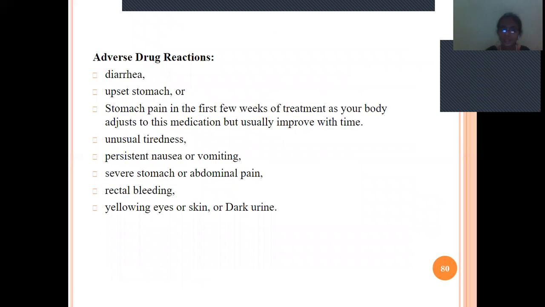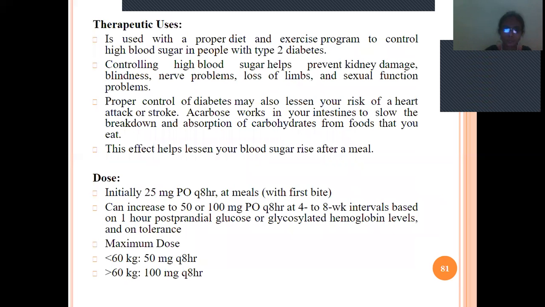Adverse drug reactions are diarrhea, stomach upset and stomach pain in the first few weeks of treatment, and tiredness, vomiting, nausea, abdominal pain, rectal bleeding, and yellowness of the skin and dark urine. Uses: it is mainly used in the treatment of type 2 diabetes, and this drug is given with a proper diet and exercise to reduce high blood sugar levels, to prevent kidney problems, blindness, nerve problems, loss of limbs and sexual problems.